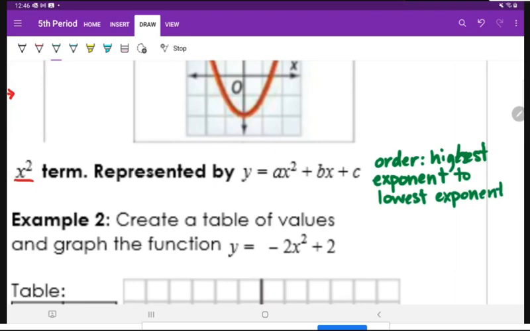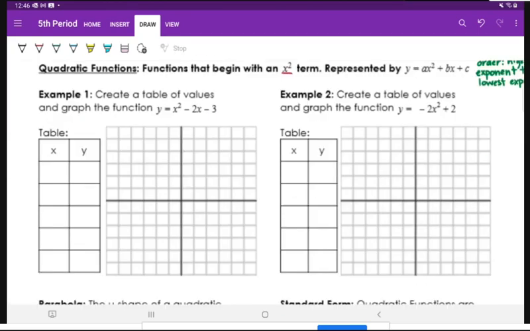It's important that you always order them that way. So what we're going to do now is look at two different examples of quadratic functions. We're going to make a table and draw the function to see what it looks like. So let's take example 1. We're going to create a table of values and graph the function y equals x squared minus 2x minus 3.